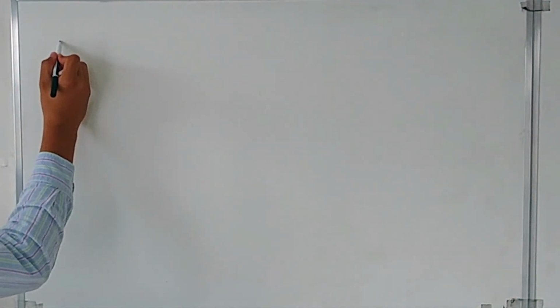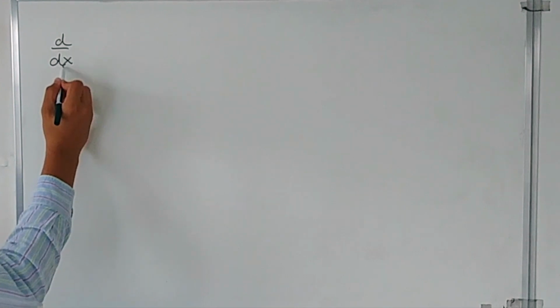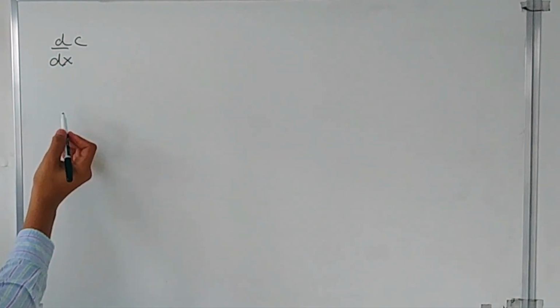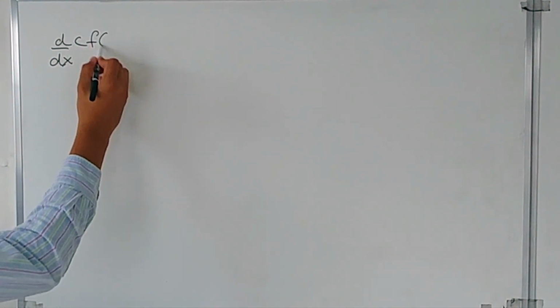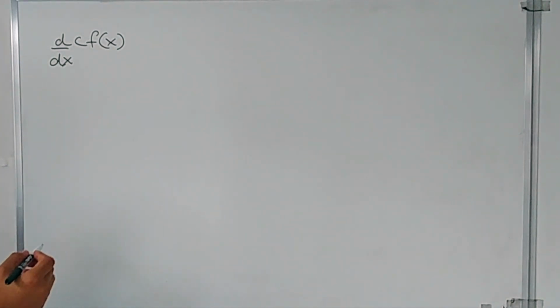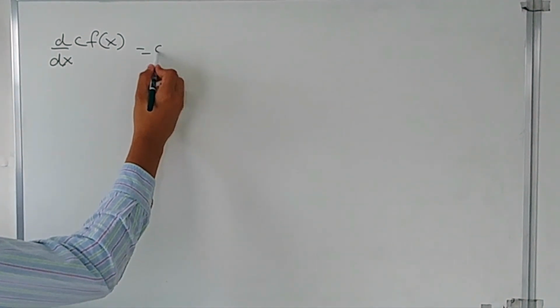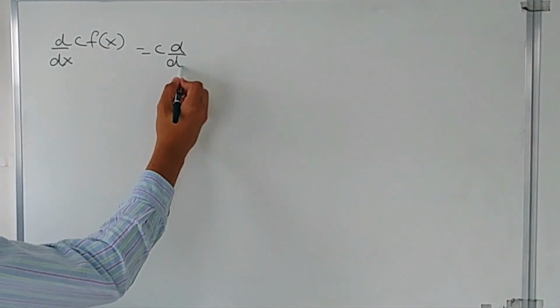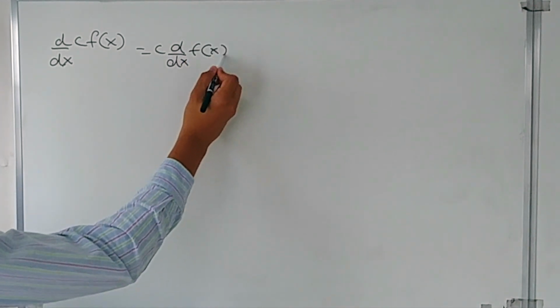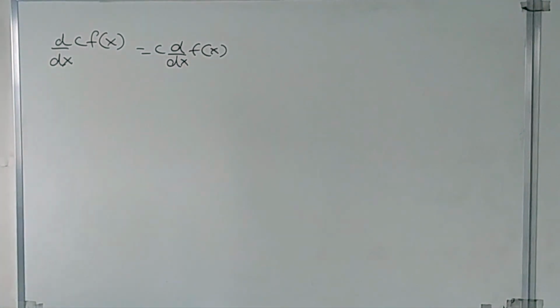Okay, so the first rule is the multiplication by a constant. Pretty straightforward. We have the derivative of c, let's say c is a constant, multiplied by f of x, where f of x is the function, which equals c multiplied by the derivative of the function. This is a pretty straightforward rule.